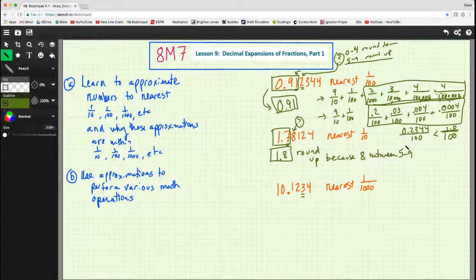5 and 9. Now we're going to round to the nearest thousandth, so we're going to take this. This is our 1,000th digit, and we say 10.012. And now we have to look at this 4 and see, well, is that between 0 and 4 or between 5 and 9? Well, it's between 0 and 4, so we just stay here at 3. And those are our answers.